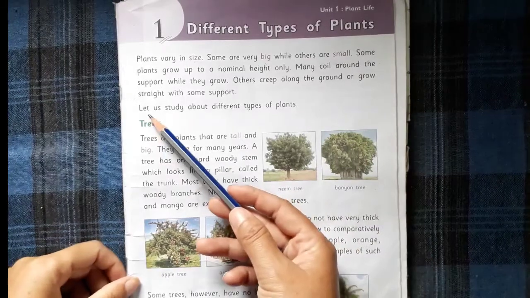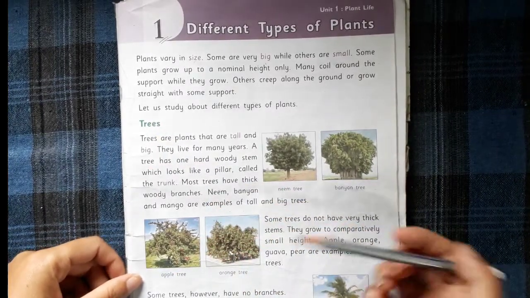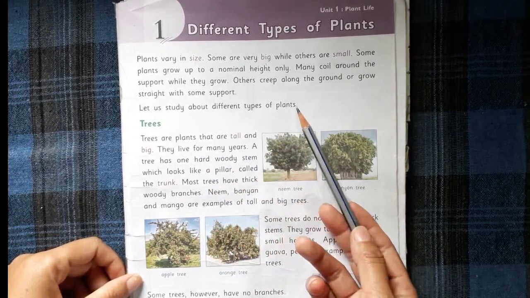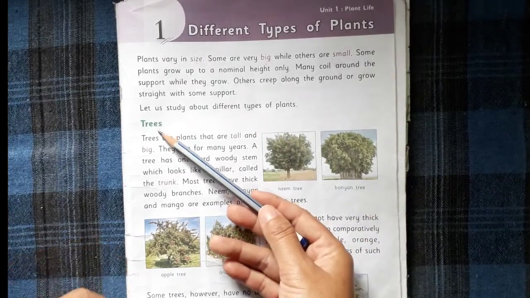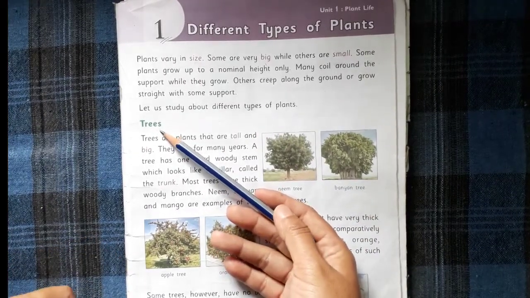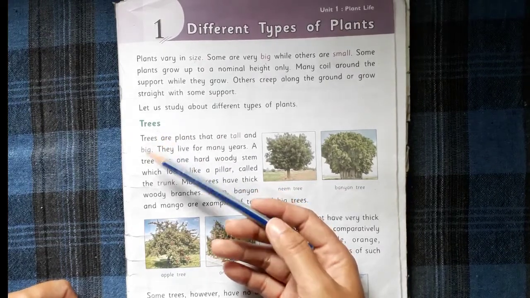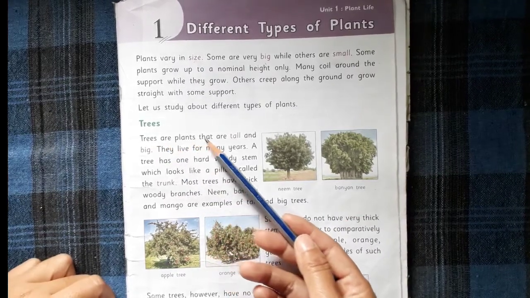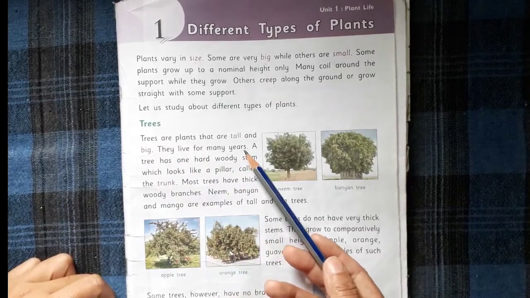Now, let us discuss some different types of plants. Okay, let us study about different types of plants. The first point is trees. You might have seen many trees, no? Plum, apple trees, mango trees, and many other trees in forest. So, trees are plants that are tall and big. They live for many years.